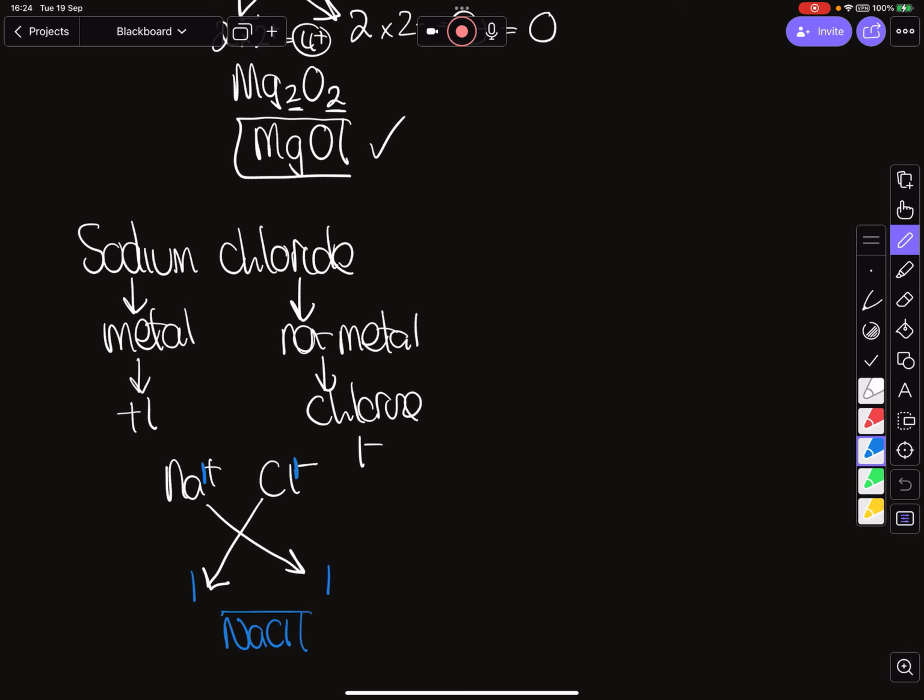NaCl is my formula. I have 1 by 1 plus, and I have 1 by 1 minus. So this is a 1 plus, this is a 1 minus overall, and these add up to 0. So that makes this correct.